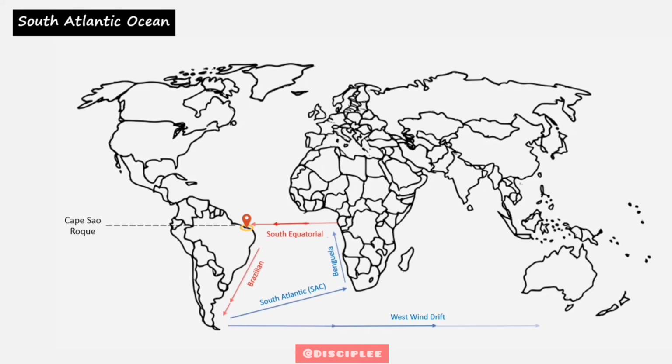Venezuela current can be considered as counterpart of the Canaries current. It brings the cold polar water of west wind drift into tropical latitudes. Driven by the regular southeast trade winds, the Venezuela current surges equatorwards in a northwesterly direction to join the South Equatorial current. This completes the circulation of currents in the South Atlantic.